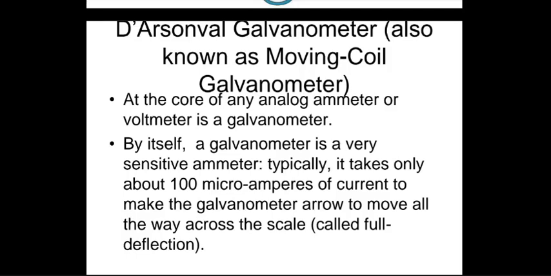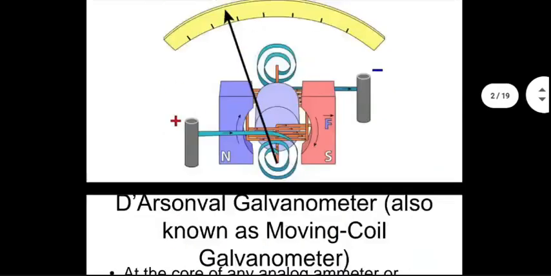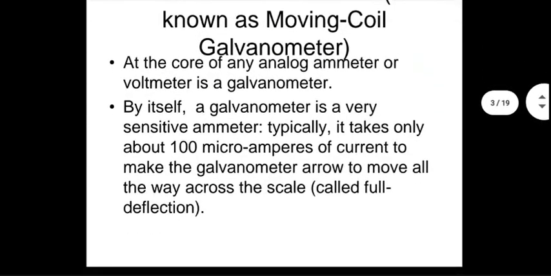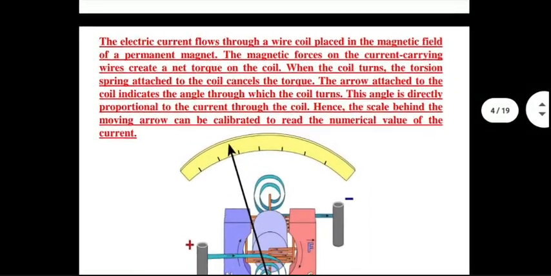So left to itself, it cannot measure more than 100 microampere current. We have to do some innovative things to use it to measure currents higher than 100 microamperes. I'll come to that in a few minutes. First, the principle of operation.